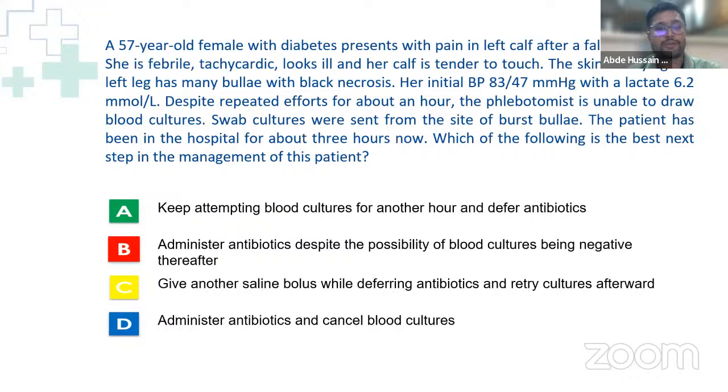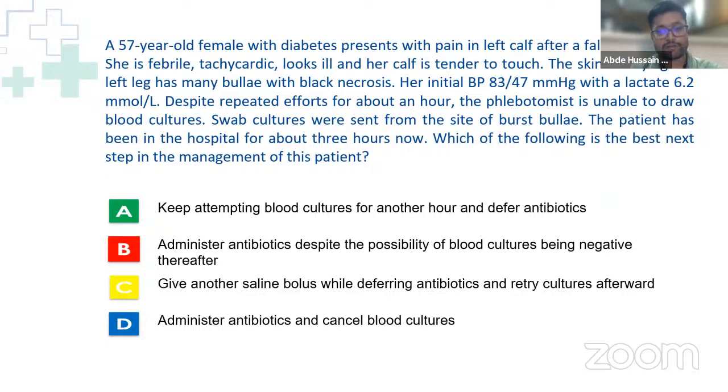So now, the antibiotic therapy in sepsis. There's a case of a 57-year-old female with diabetes who presents with pain in the left calf after a fall from a vehicle. She is febrile, tachycardic, looks ill, and her calf is tender to touch. The skin overlying the left leg has many bulla with black necrosis. Her initial blood pressure is 83 by 47 with a lactate of 6.2. So yes, she's in sepsis.